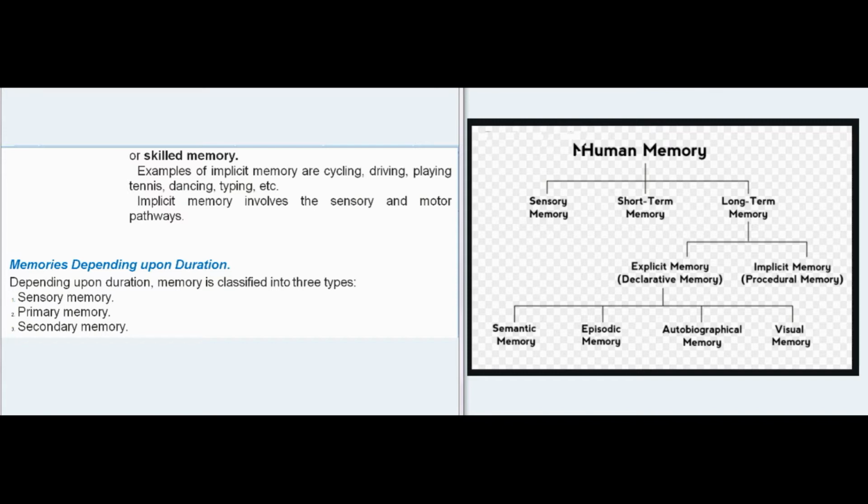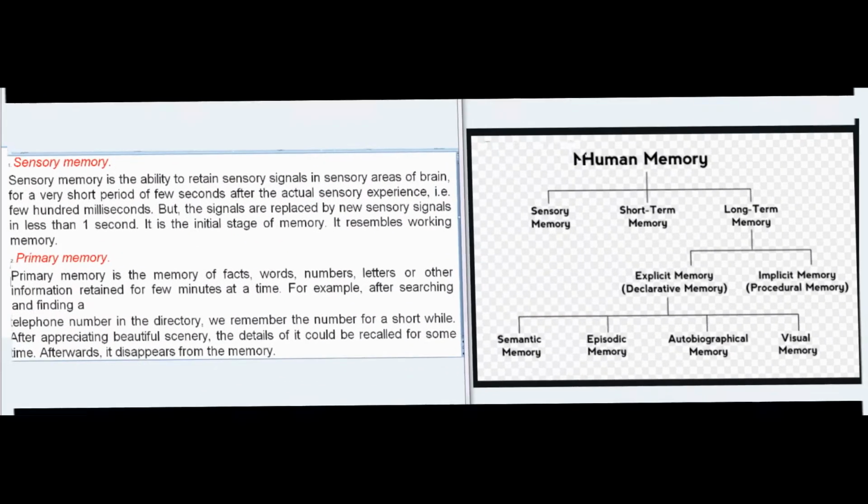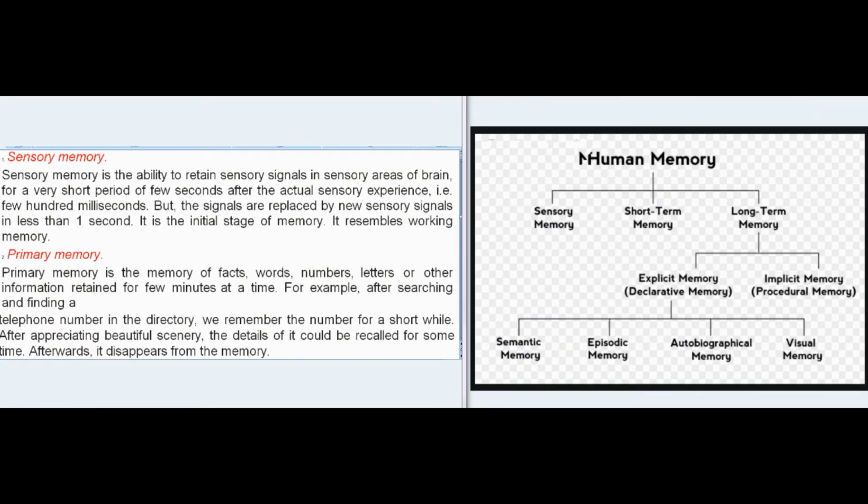Memories depending upon duration. Depending upon duration, memory is classified into 3 types: sensory memory, primary memory, secondary memory. Sensory memory. Sensory memory is the ability to retain sensory signals in sensory areas of brain for a very short period of few seconds after the actual sensory experience, i.e. few hundred milliseconds. But the signals are replaced by new sensory signals in less than 1 second. It is the initial stage of memory. It resembles working memory.